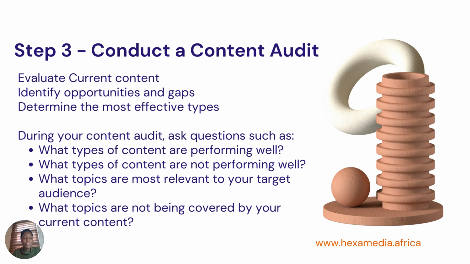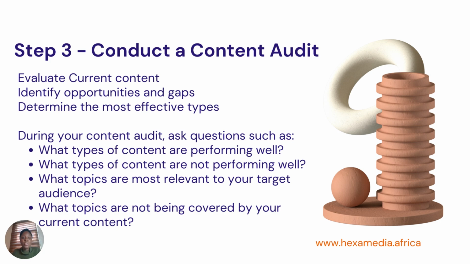What are the gaps, such as no frequency in sharing or churning out the content that you have? You need to identify this gap and say, okay, this is what we want to do better going forward. So, what are the most effective types of content? Is it memes? Is it infographics? Is it videos or pictures? What type of content did you see was performing well?